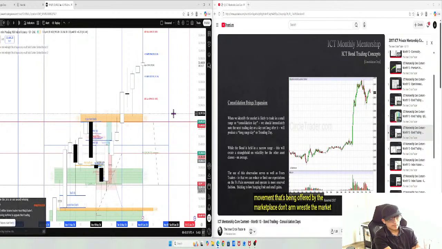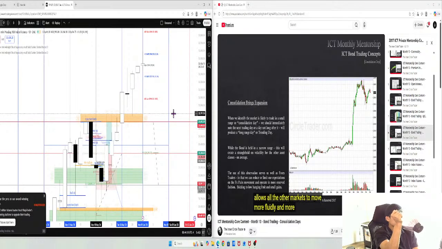Don't arm wrestle the market. Sit back, let the market grind everybody else down. Let them wear down emotionally and psychologically. But we know during consolidation periods, the smart money's setting up the next big move. And if we understand that principle in the bond market, it's going to reverberate through all the other asset classes. Since we're primarily Forex traders in this mentorship, the bond market speaks volumes when it's in consolidation. And when it's not in consolidation, it allows all the other markets to move more fluidly and more efficiently.